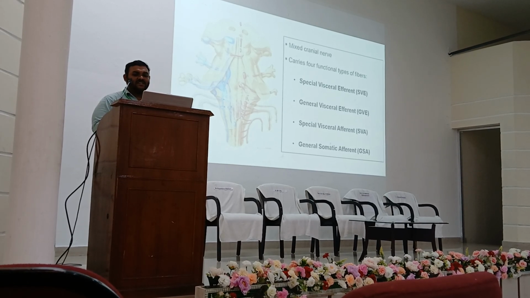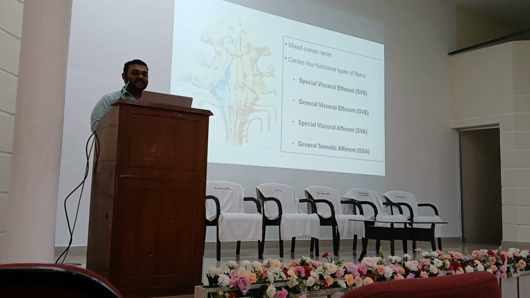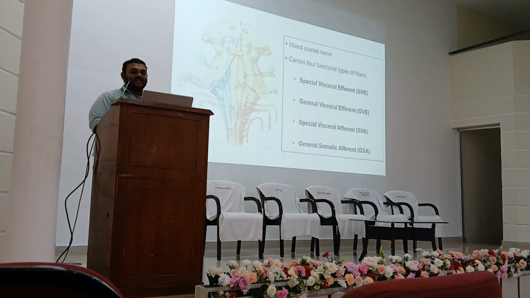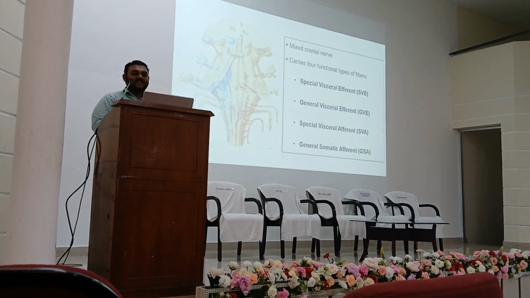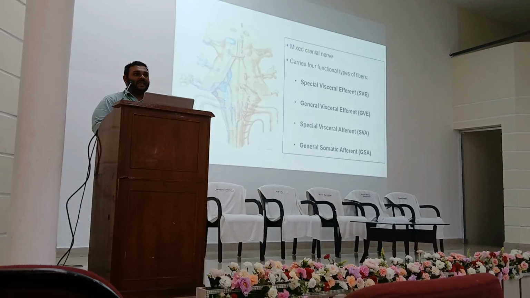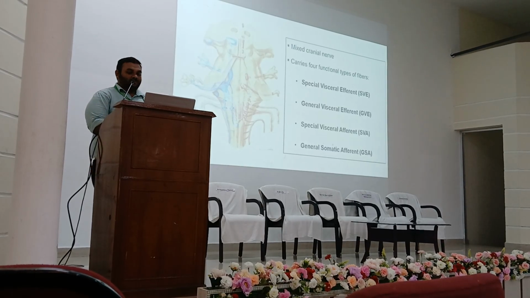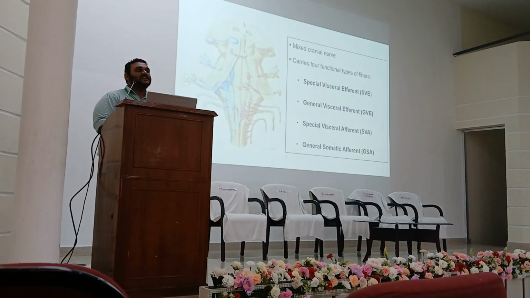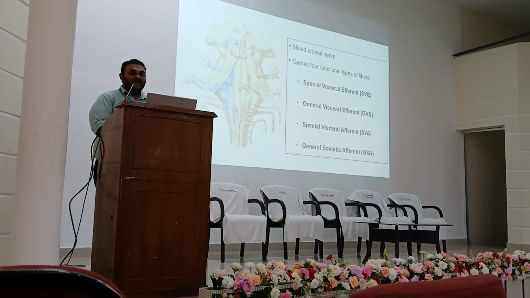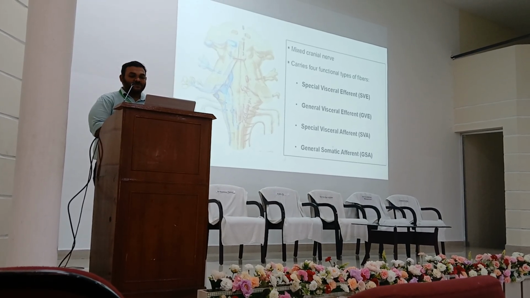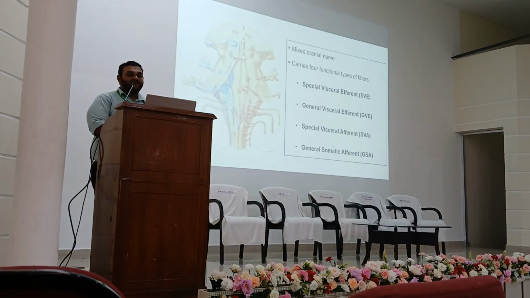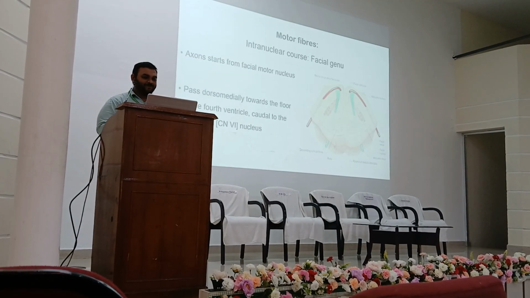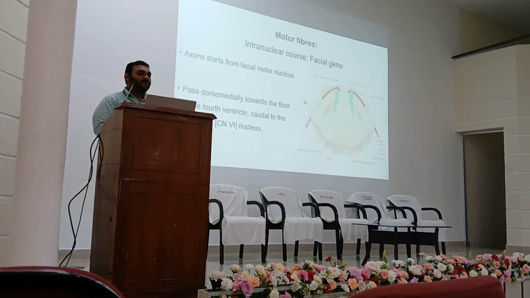The next one is the general somatic afferent fibers. It receives the general sensation and proprioception. The sensation from a small area, including the skin behind the pinna, external acoustic meatus, and tympanic membrane, and the proprioceptive impulses carried from the facial muscles. Next is the motor fibers.